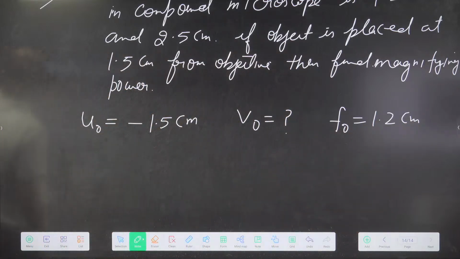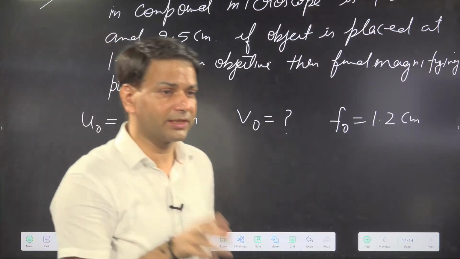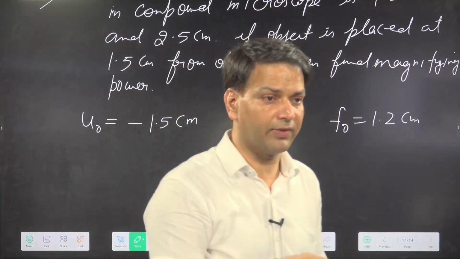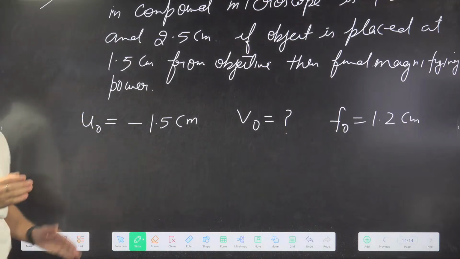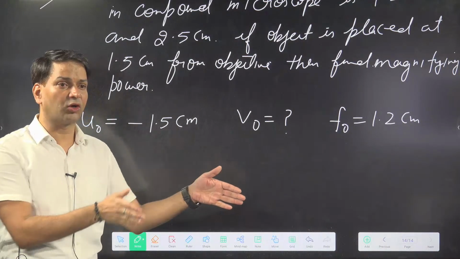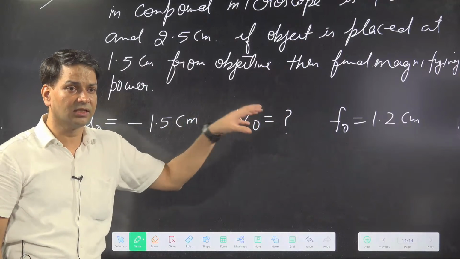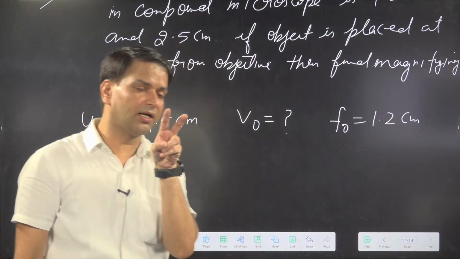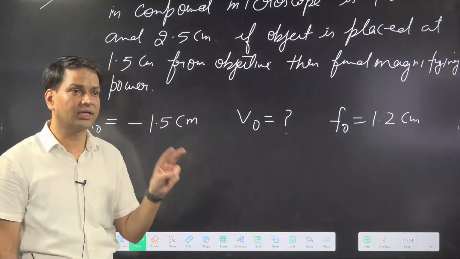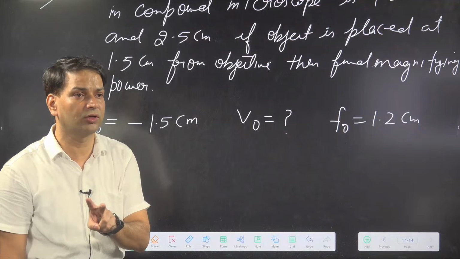Remember one thing, objective has to form the real image. Objective has to form the real image of the object. That's why for the objective, object distance will always be greater than or equal to F. Already I said this. For the concave mirror and convex lens, if they have to form the real image of the real object, then object distance must be greater than or equal to focal length.